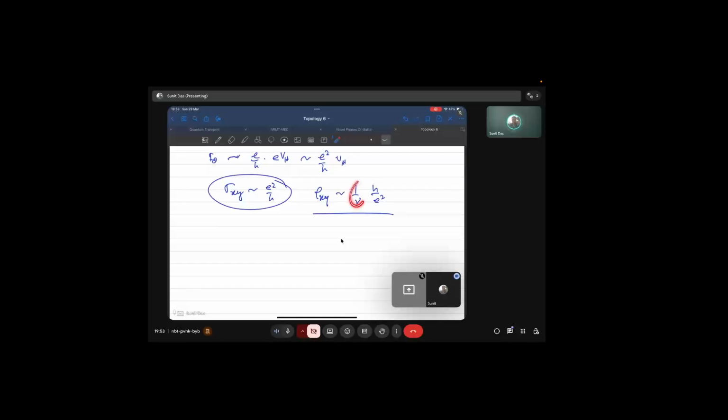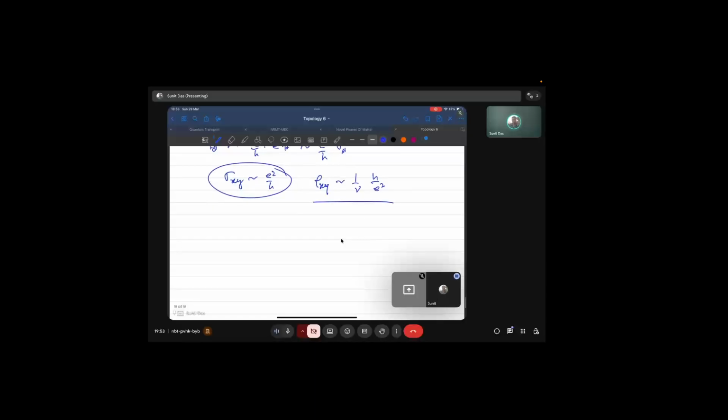As you consider more and more Landau levels, what will happen is that this is considering the one Landau level. If you consider two Landau levels, you will get 2 e square by h, and then if you inverse that again, you will get h by 2 e square, right? So this sort of explains the appearance of the Hall voltage and why these plateaus are stable.